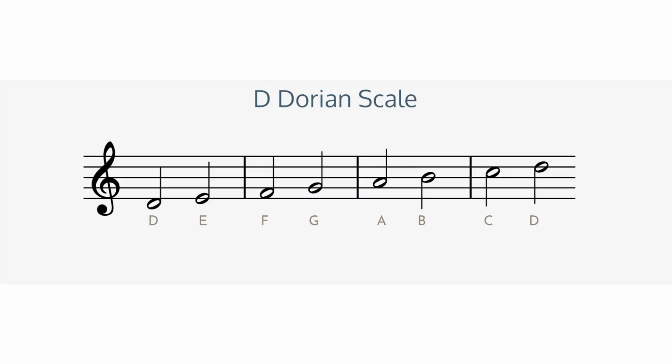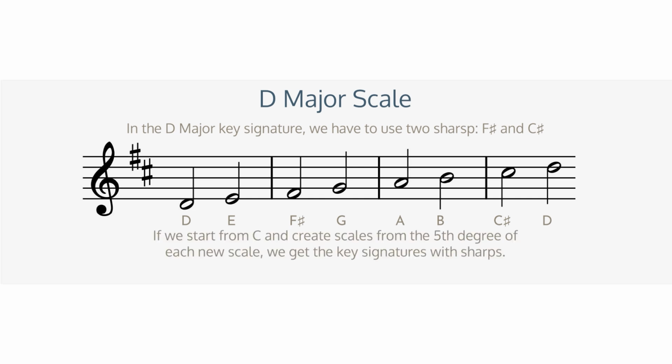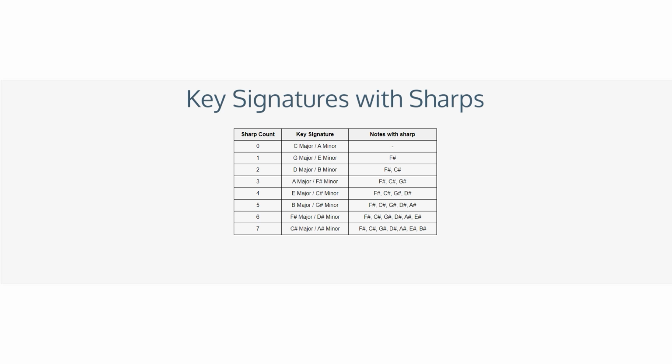Starting a scale from the fifth degree of the G major scale, we get these notes. To create a major scale from these notes, we need to raise not only the F to F sharp, but also the C to C sharp, resulting in two sharps, F sharp and C sharp. By continuing this process, starting each new scale from the fifth degree of the previous major scale, we add another sharp each time. Here are the key signatures with sharps.